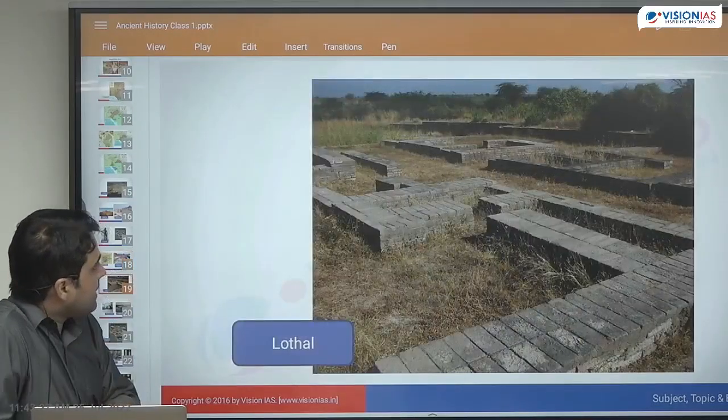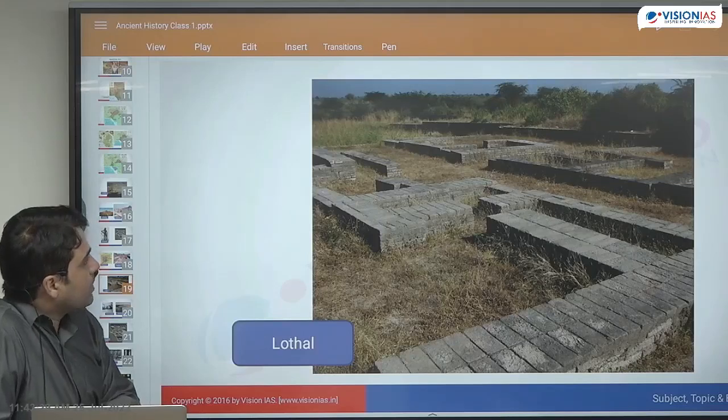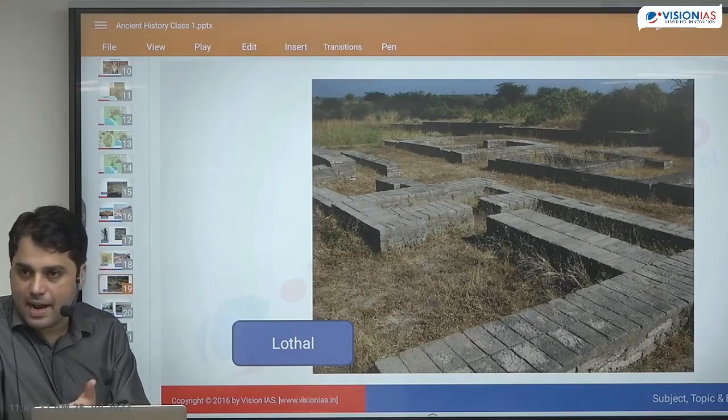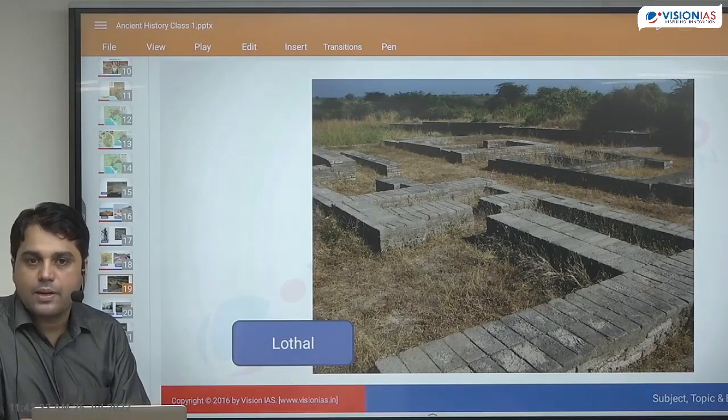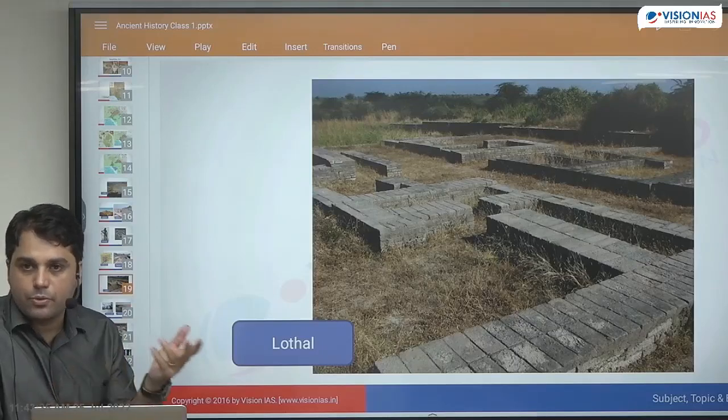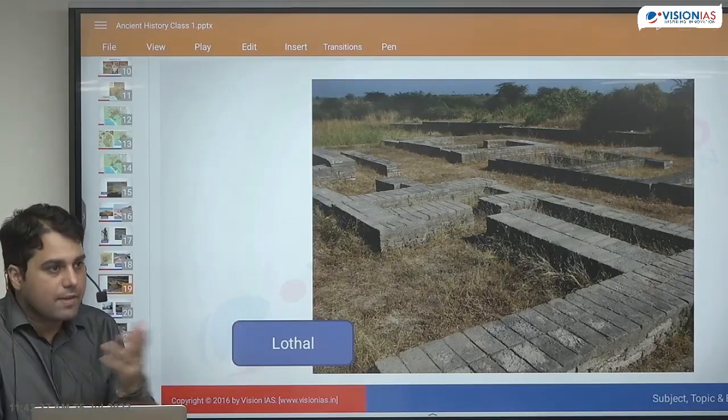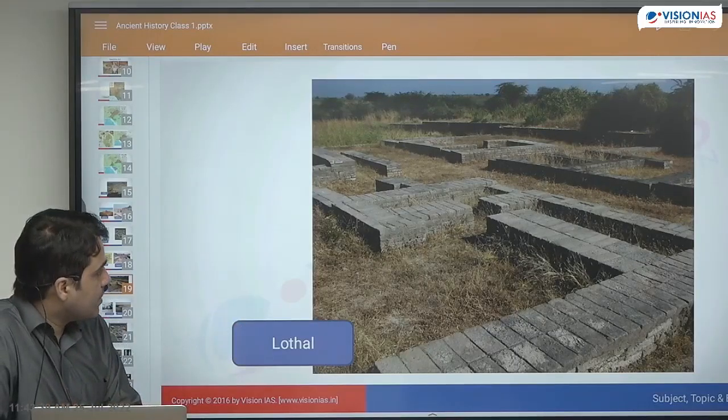This is again a very, very famous site, Lothal. Lothal was a port city, a dockyard. It has a very famous dockyard. A dockyard is basically used to park ships or boats when they are not out in the ocean or in the river.